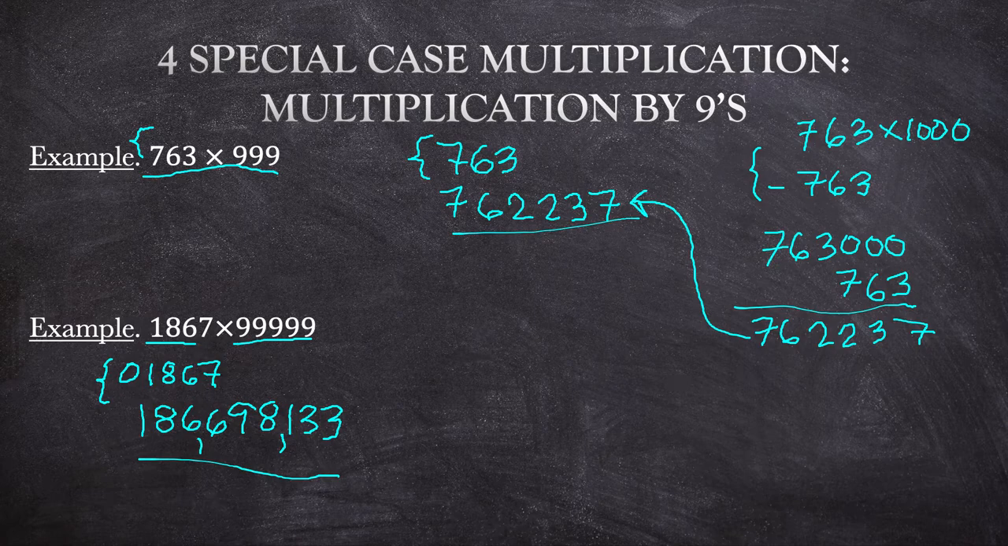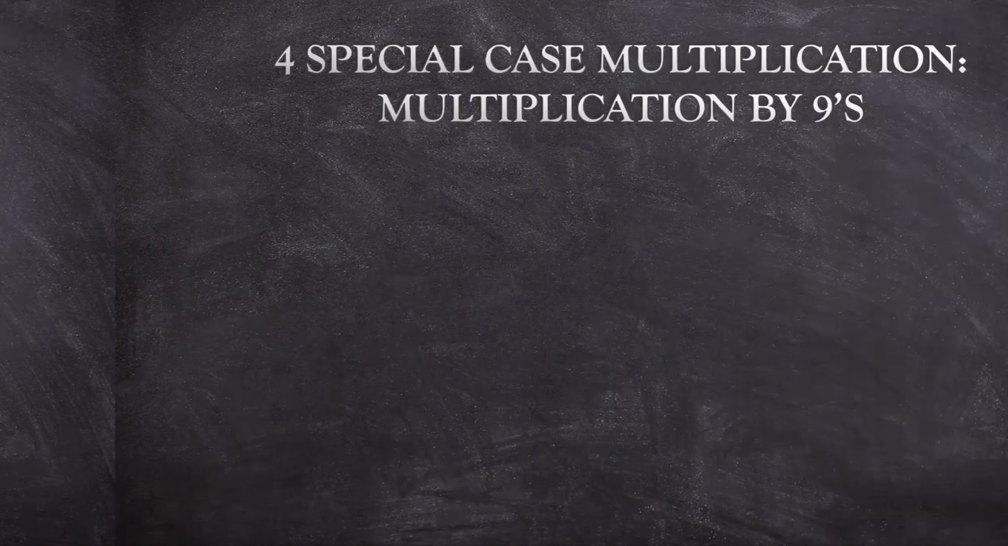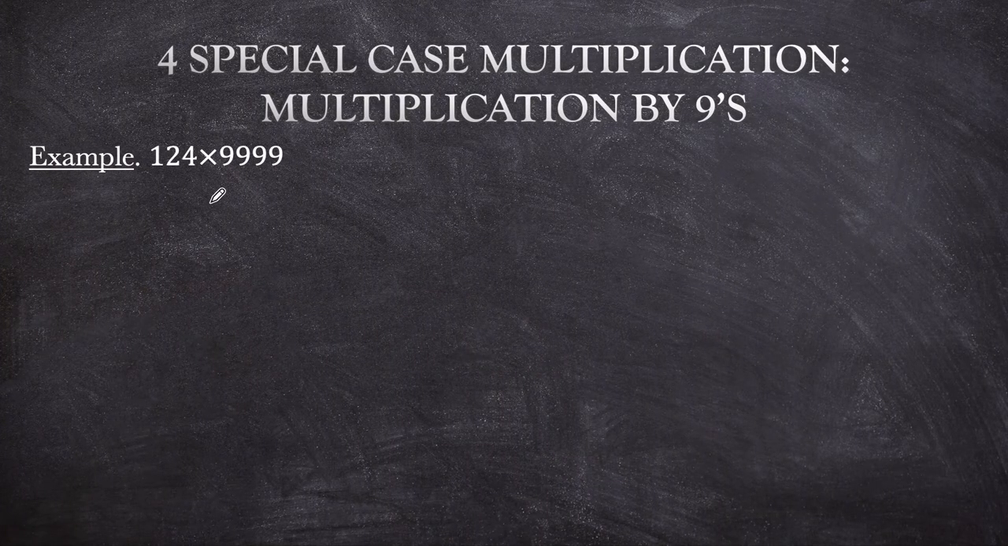Okay, so let's have more examples, shall we? Here, 124 times 9,999. How do we do that? Since we have four 9s here and only three digits, we're going to improvise. We're going to put it as 0, 1, 2, 4. So by one less than the one before, we're going to make use of some sutras.